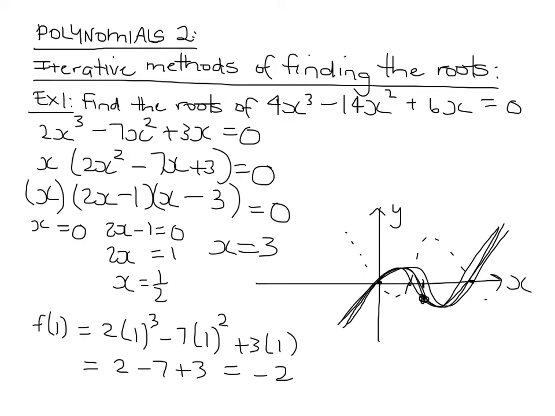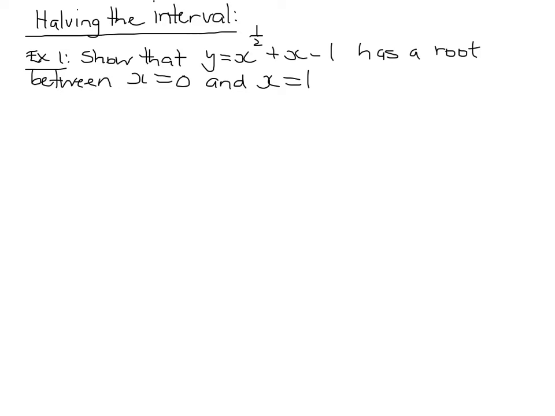So no drama. But what if we can't find the roots? Okay, so what about if we have a function like this? Y equals x to the half plus x minus 1, and we want to find the roots. We can't do that by any of the methods that we know, and you're not asked to, but we're asked to show that it does have a root between these two numbers. So you're always given the two numbers between which you've got to show that there's a root. Now what does it mean that there's a root? It means it crosses the x-axis, doesn't it?